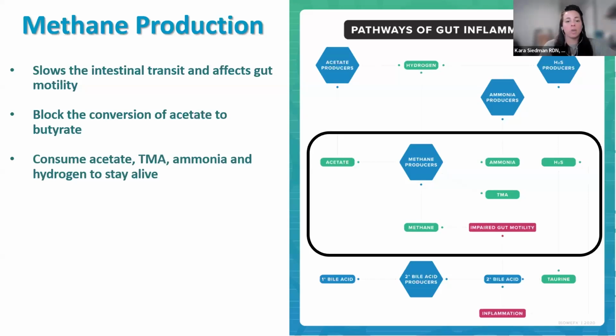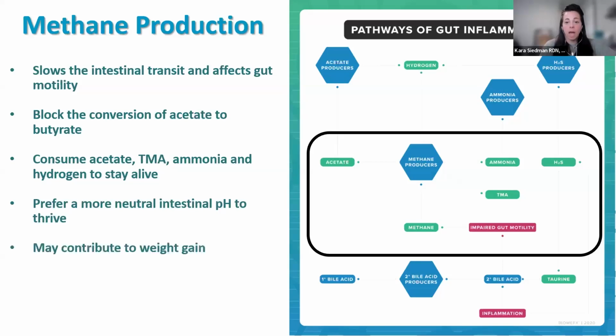And that essentially can lead to worsening inflammation. They prefer more neutral intestinal pH. So again, if you think of some of our dysbiotic bacteria, they can lower that pH or create a more alkaline environment, which we know methanogens like. But there's even evidence that methanogens can contribute to weight gain, and it's because of that slowing of the transit time and impairing gut motility.